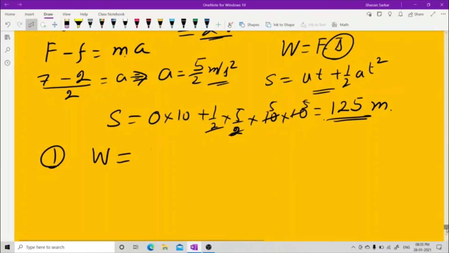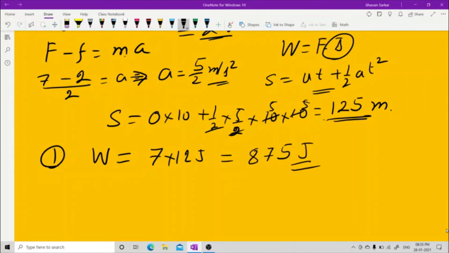Force is 7, so 7 into 125. 7 fives are 35, 7 twos are 14, 7 ones are 7. This comes to around 875 joules.